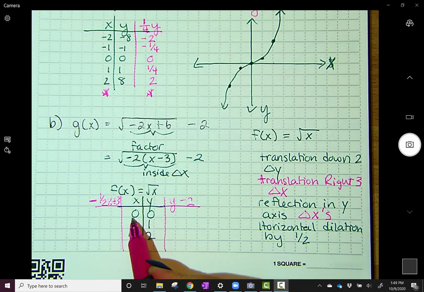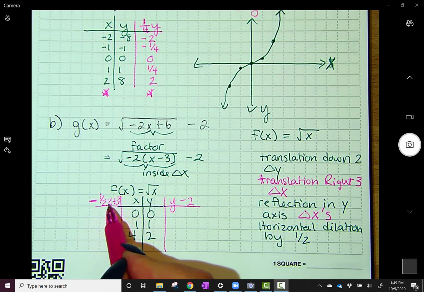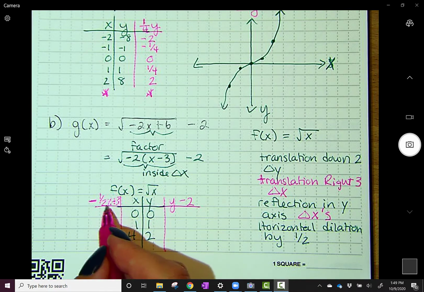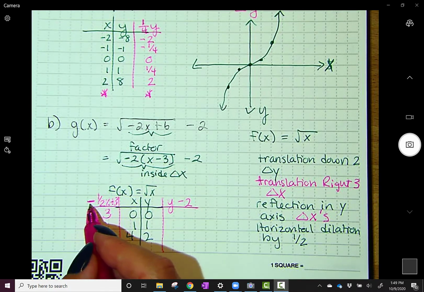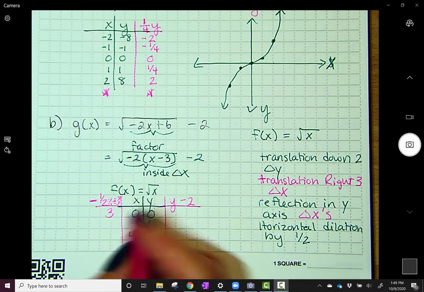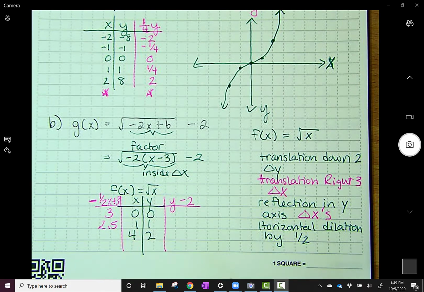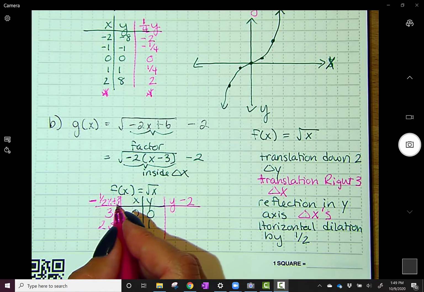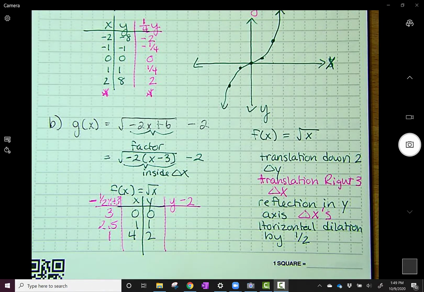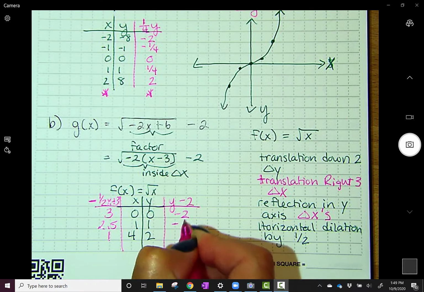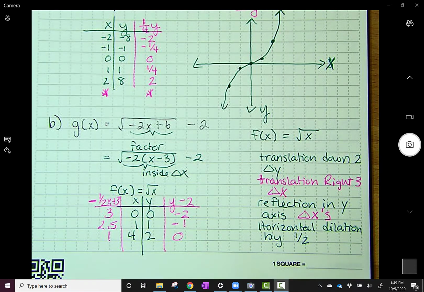So if I take 0 and plug this in, I get 0 plus 3, which is 3. If I take 1 and I plug this in, I have negative 1/2 plus 3, which is 2.5. If I take 4 and plug this in, I have negative 2 plus 3, which is 1. Then I'm going to take my y values and I'm going to subtract 2. So negative 2, negative 1, and 0.